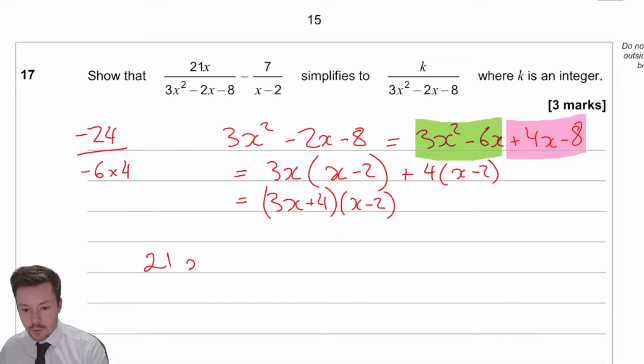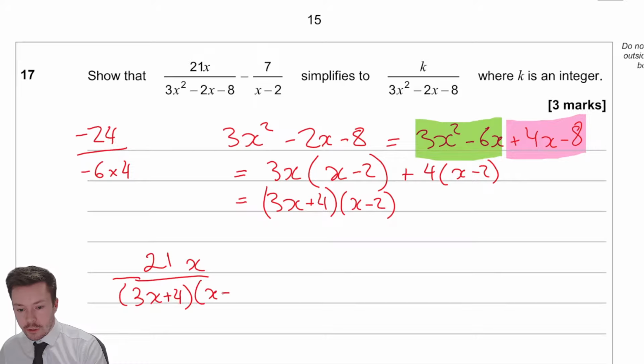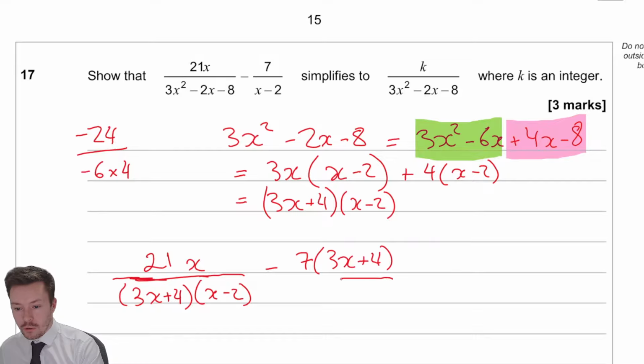So let's now write this out. 21x over 3x plus 4 times x minus 2. Now, before we add or subtract them, they need to have the same denominator. So we need to times this second one here by 3x plus 4 top and bottom. So 7 lots 3x plus 4 over 3x plus 4, x minus 2.